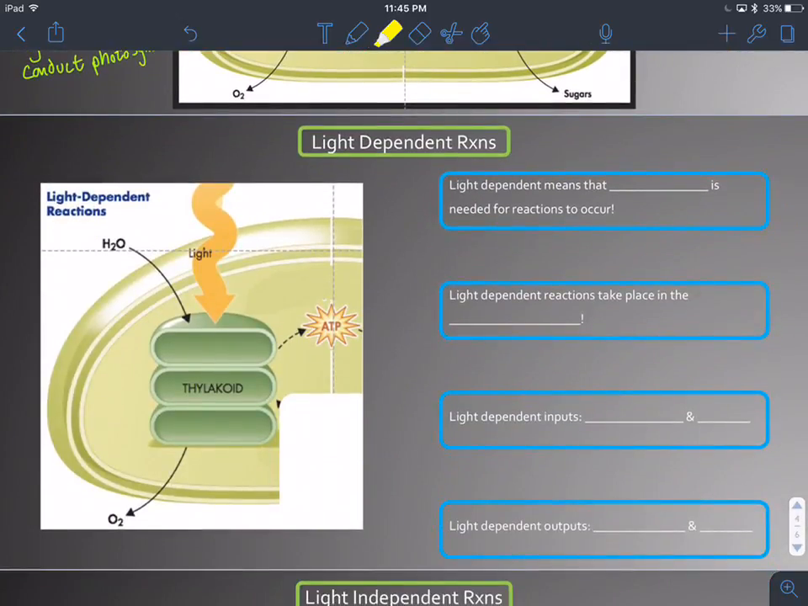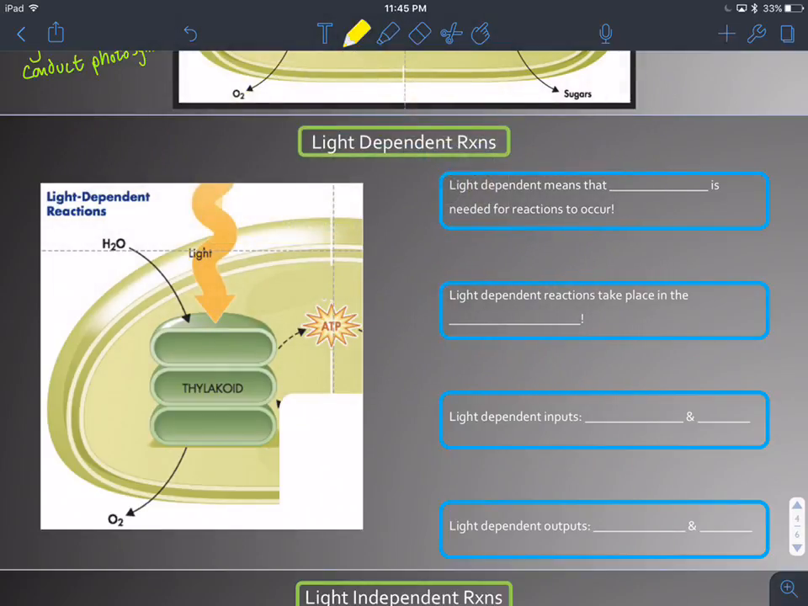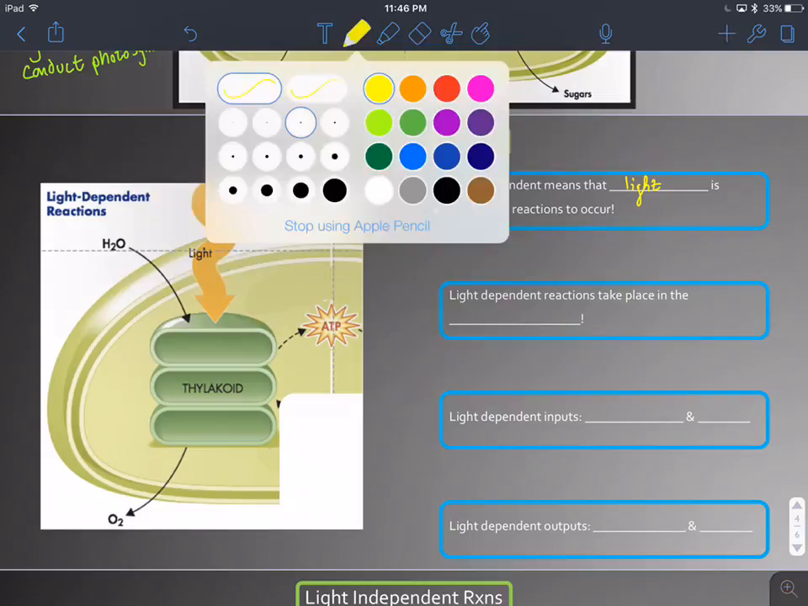So we're first going to discuss what the light-dependent reactions are. And I want to make sure you guys fully understand what dependent means. Now, think about if you're dependent on somebody. All right, that means that you need them. Okay, dependent means that you need them. So light-dependent means that light is needed for a reaction to occur.